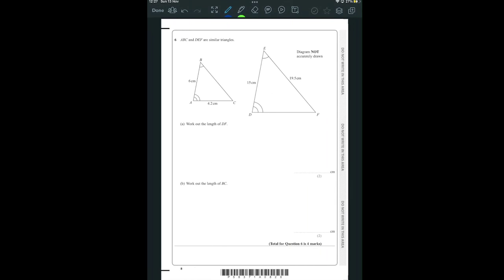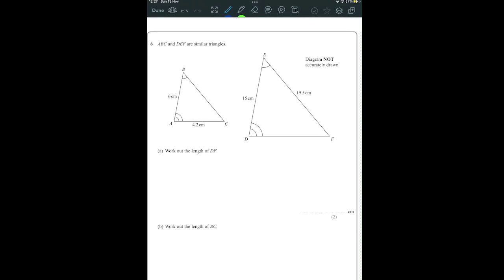Question 6. This immediately looks like similar triangles, and indeed the question does say similar triangles. Our first and main aim every time we see similar triangles is to calculate scale factors. So the first thing I'm going to do is calculate my scale factor. The corresponding sides, the 6 and the 15, match up. So 15 divided by 6 is my scale factor, that's 2.5.